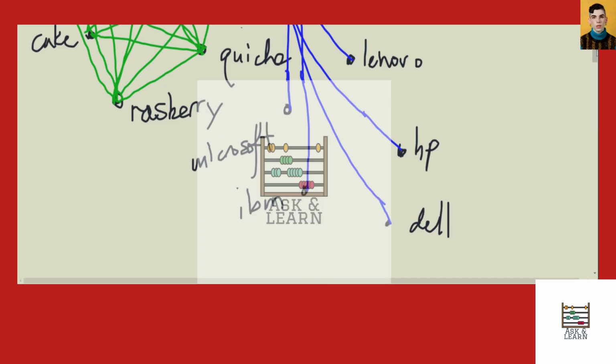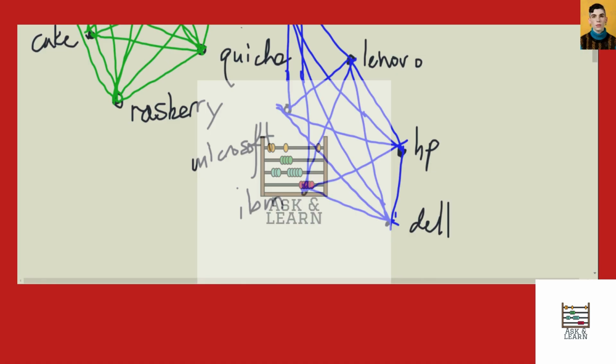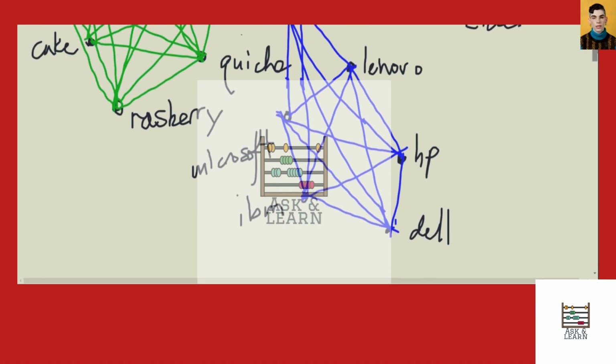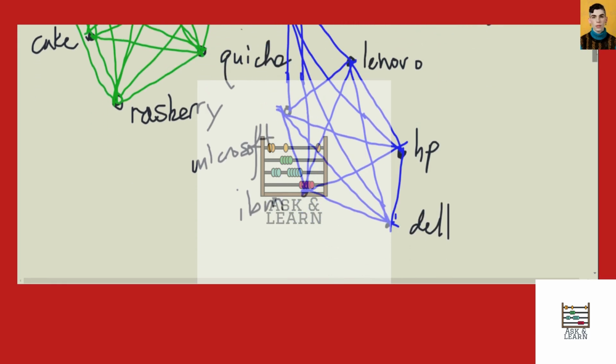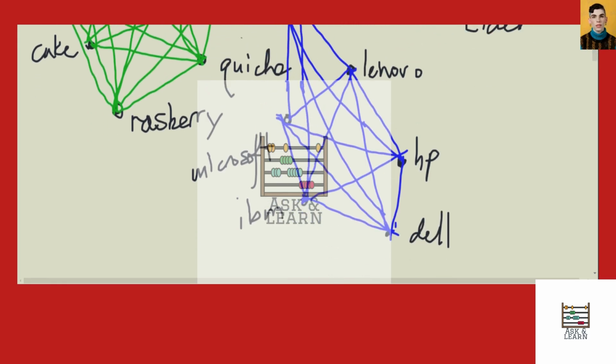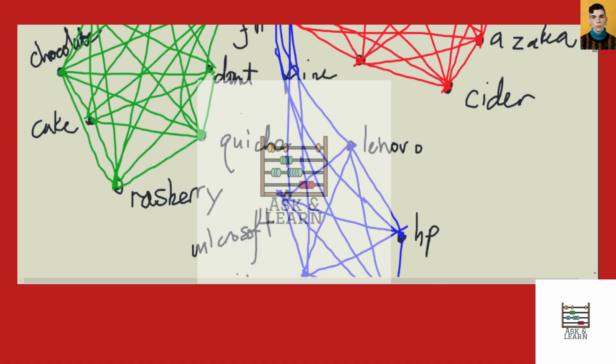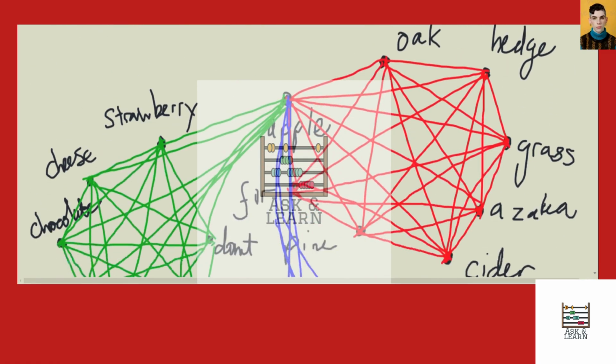between Lenovo and HP, Lenovo and Dell, Lenovo and IBM, Lenovo and Microsoft, HP and Dell, HP and IBM, HP and Microsoft, Dell and IBM, Dell and Microsoft, and IBM and Microsoft. And so this is the conclusion of the computer company graph. And so our total graph looks like this. It's very complicated looking.